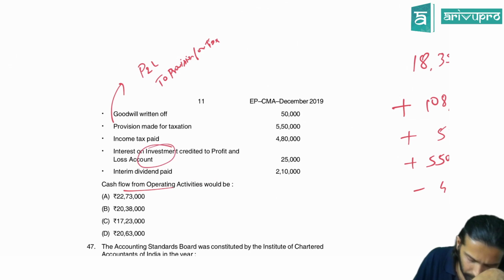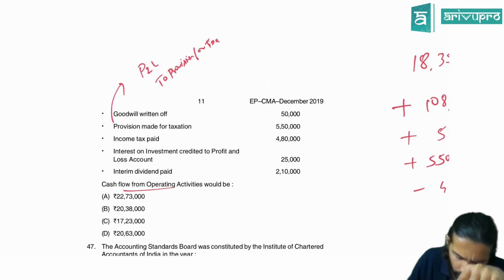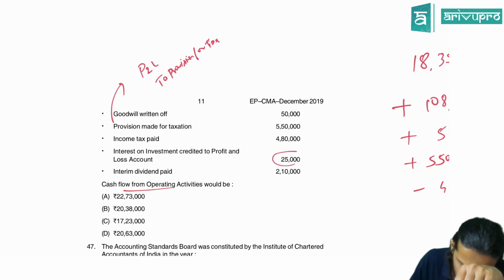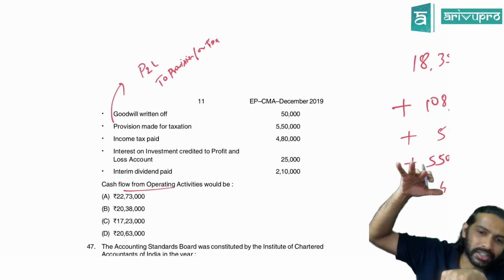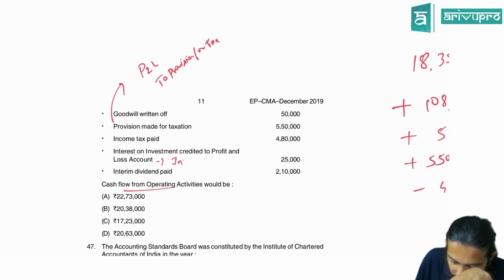But all incomes are transferred to P&L. Yes, all income and expenses will be transferred to P&L. Meaning this income is also transferred to P&L. That means because of this income, profit has increased. But is this an operating activity or an investing activity? This is an investing activity.